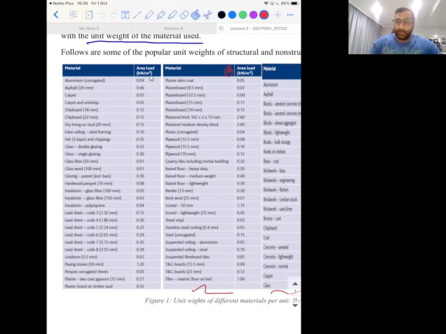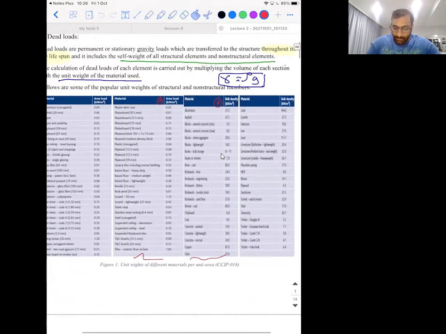And you have another way of thinking about it when you have a line load, which is like a wall, for example. You have to use it as kilonewton per meter. These tables give it to you already converted to per unit area. So it's very useful. You just plug these numbers inside your program and you're going to have results.